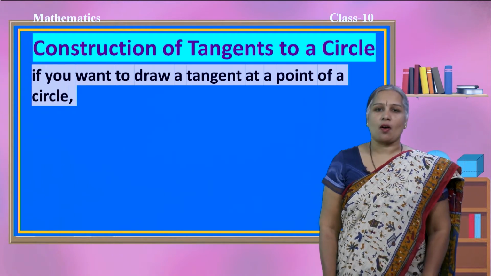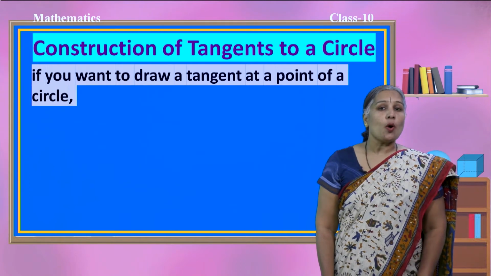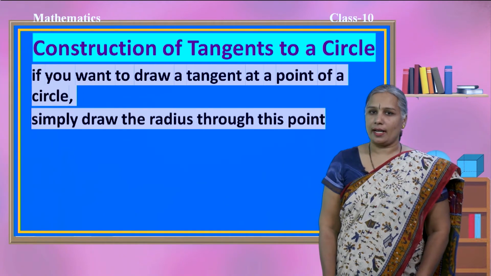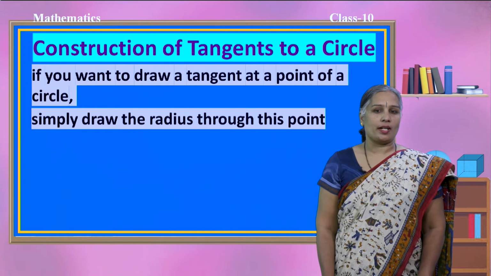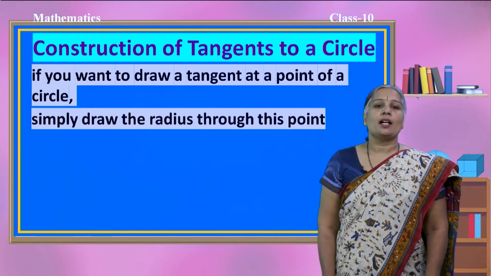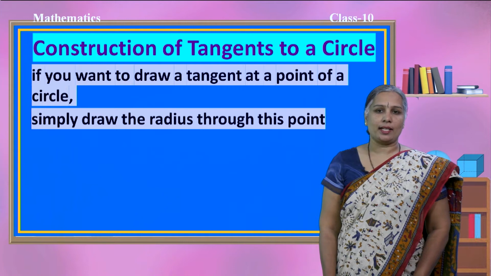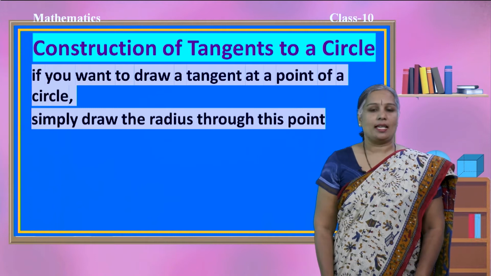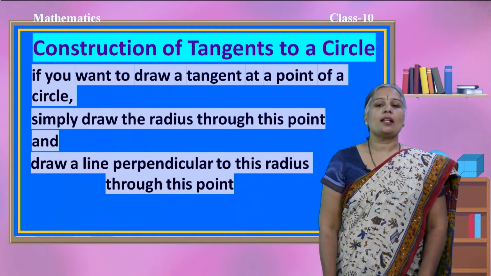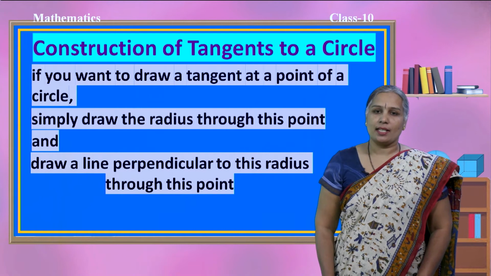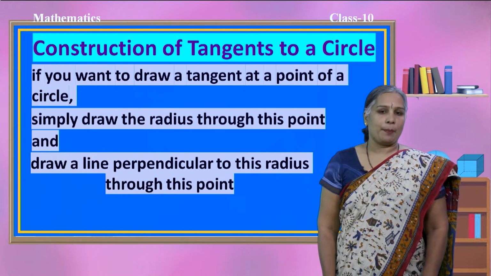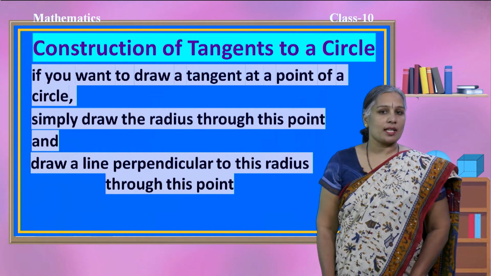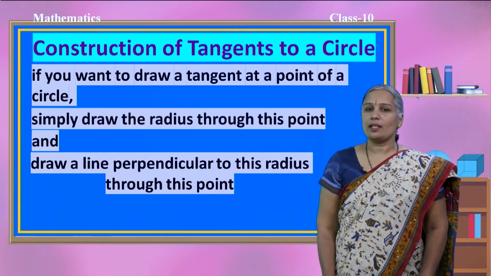If you want to draw a tangent to a circle, what you have to do is, you just simply draw a radius. You know already how to draw a radius. Radius is nothing but a line segment joining the center to any point on the circumference of the circle, right? Yes. And draw a line perpendicular to this radius. Here you have to create a perpendicular at the point where radius touches the circumference. That will be your tangent.